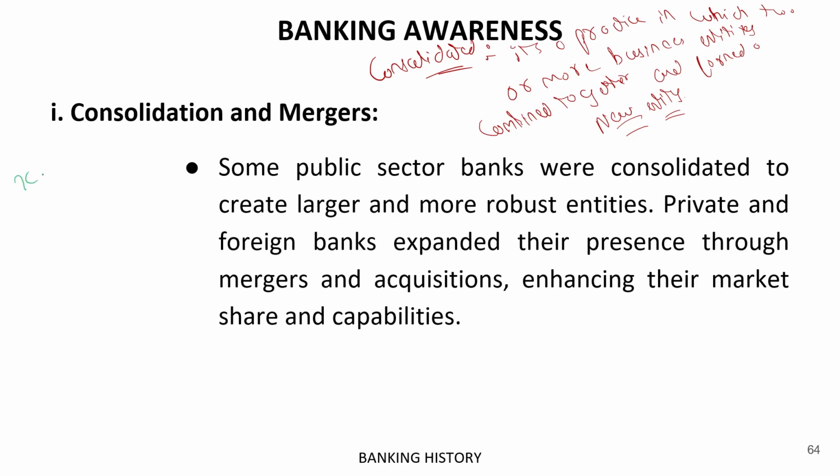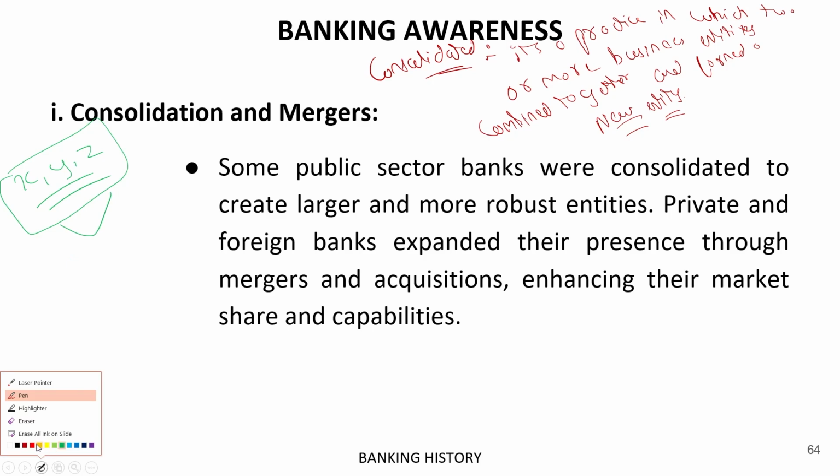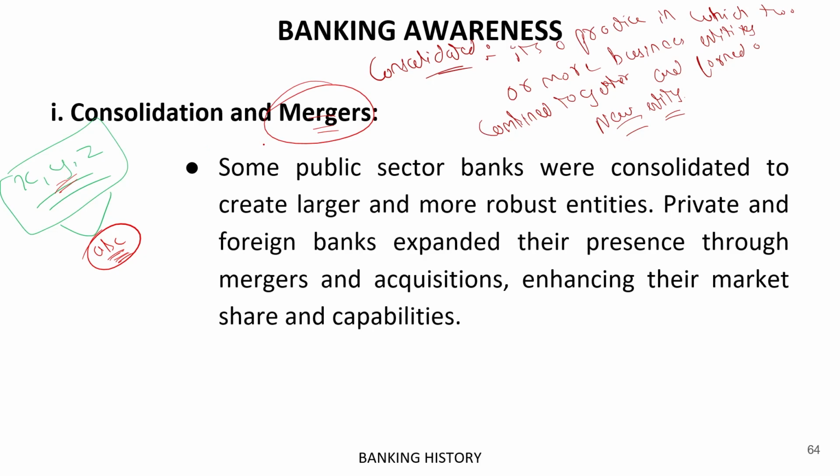Just take an example. X, Y, and Z. These three are different entities. They all come together, combine their resources and form a new entity named ABC. This is an example of consolidation. They combined their properties, their assets, took over each other's liabilities and formed a new company, a new entity ABC. That's the difference. In a merger, two or more entities combine, but only a single one is formed, like XYZ combined but only X formed. In consolidation, the business entities combine together and form a totally new one, like ABC.